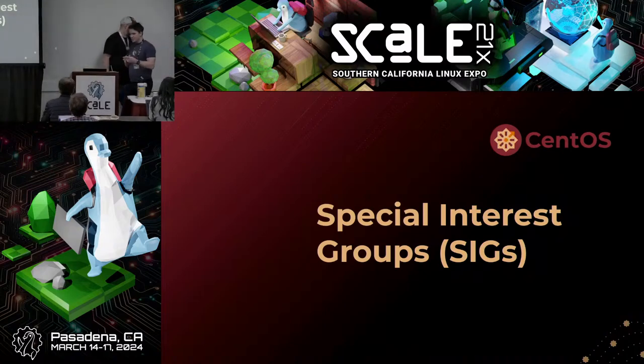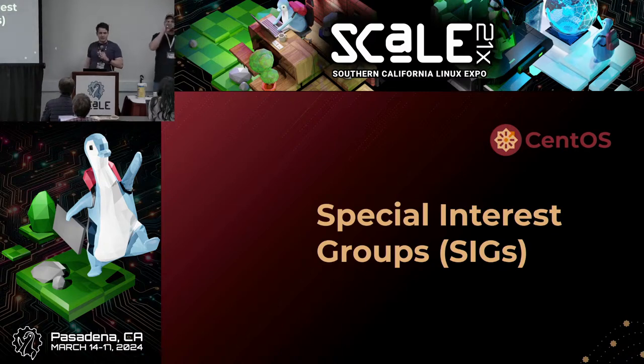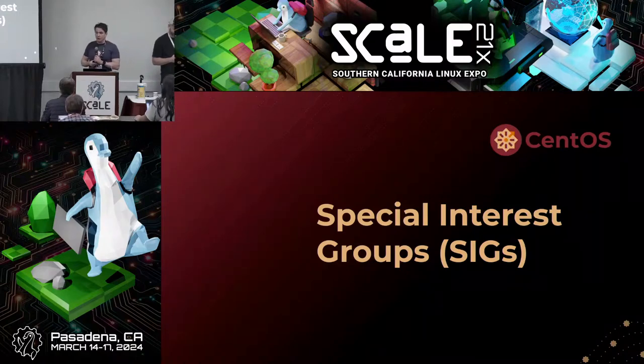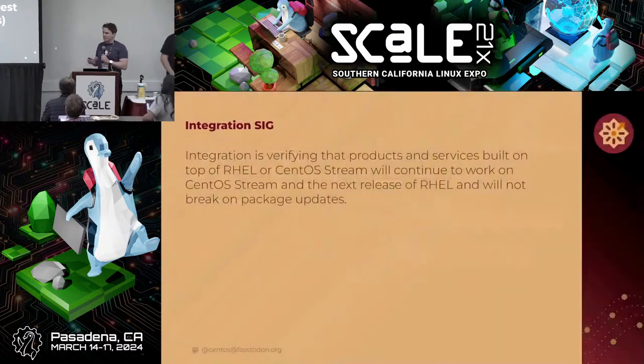All right, so I mentioned special interest groups, and I'm just going to run through a few of them. I'm not going to give a status report on all of them. They are all supposed to give a quarterly update. We do a monthly-ish newsletter, so every month is roughly a third of the SIGs giving a quarterly update. So you can just watch the CentOS blog for those, and you'll see kind of what all the SIGs are doing. But I'm just going to cover a few of the more active SIGs.